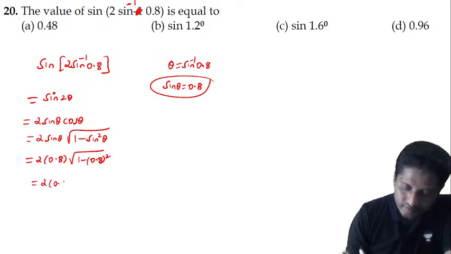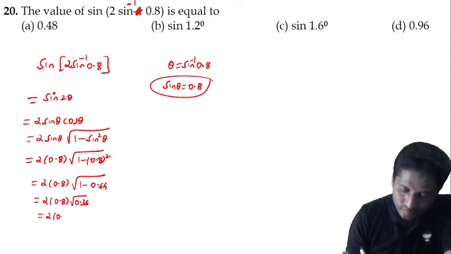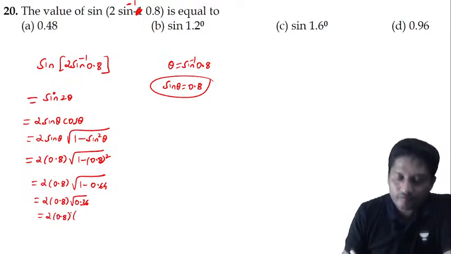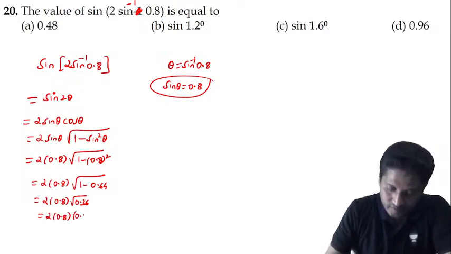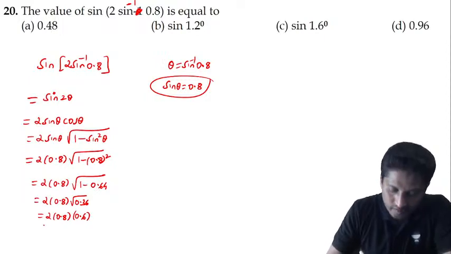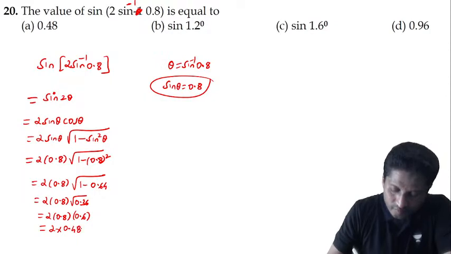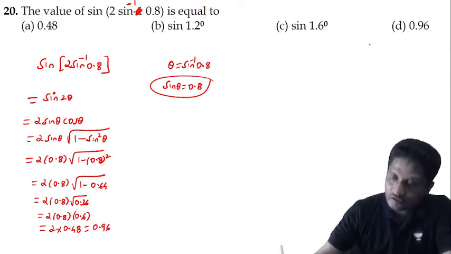2 into 0.8 into root of 1 minus 0.64, which is 2 into 0.8 into root of 0.36. Root of 0.36 is 0.6. 6 eights are 48, so 0.8 into 0.6 is 0.48, and 0.48 into 2 will be equal to 0.96. That's the last option.